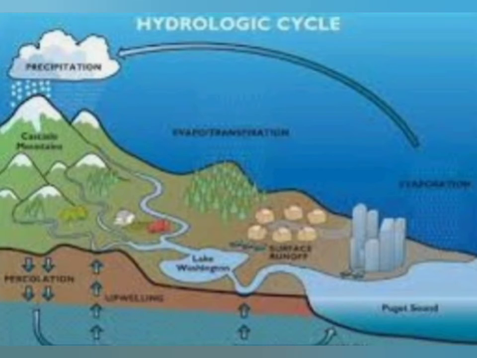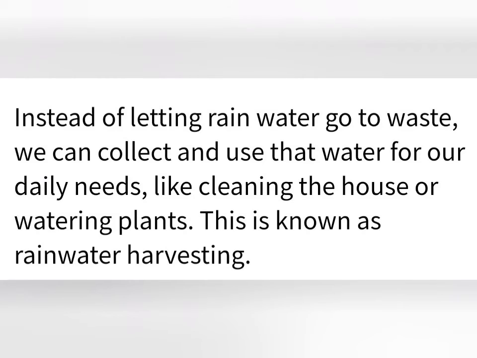So children, now I want you to analyze and think about one important question, that is, what is one way to conserve fresh water in our daily lives? Instead of letting rainwater go to waste, we can collect and use that water for our daily needs, like cleaning the house or watering plants. This is known as rainwater harvesting.